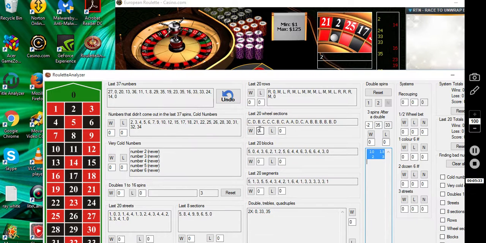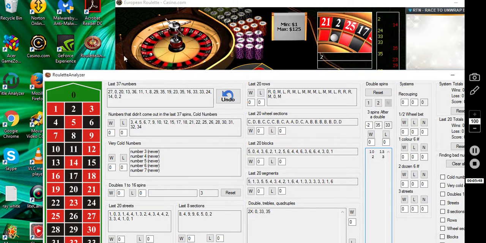Okay, we didn't win anything there. Whoops. So now we've got the number 2. And still nothing comes up here because there's your double there, and the computer is now watching these numbers to see when we have a double.